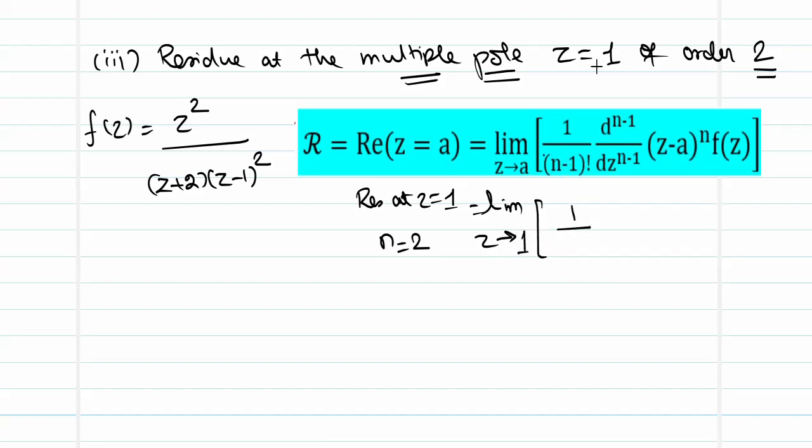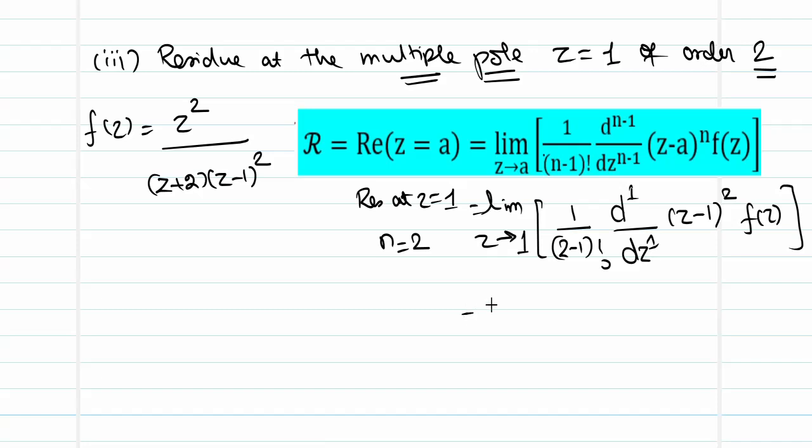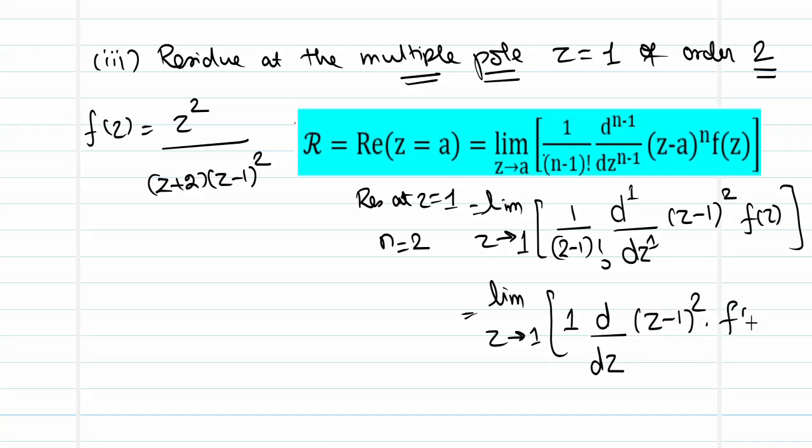1 divided by, this is going to be n minus 1, so 2 minus 1 factorial, d to the power of 2 minus 1. 2 minus 1 makes it as 1 by dz power 1, (z minus 1) the whole to the power of 2 into my f of z. So now this gives me limit z tending to 1, 1 divided by 2 minus 1 is 1 factorial. What is 1 factorial? 1 factorial is going to be 1. I have d by dz of (z minus 1) the whole square into f of z.